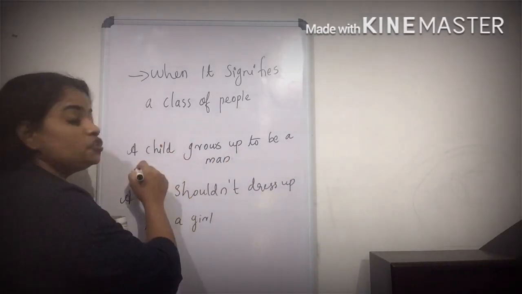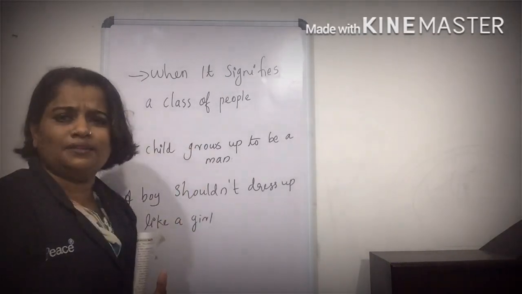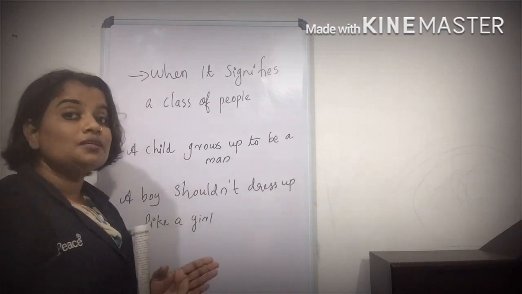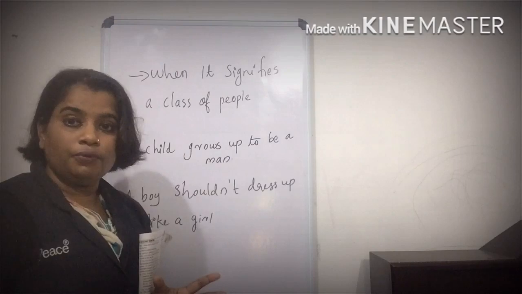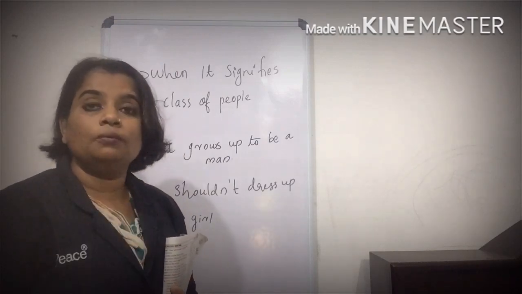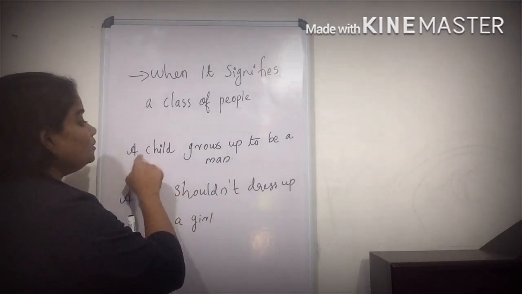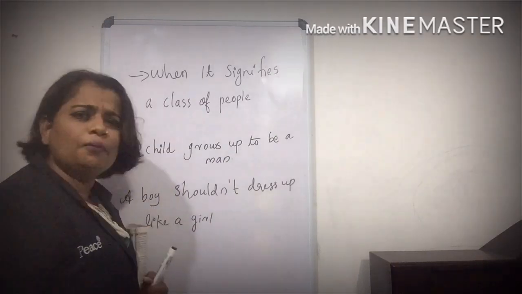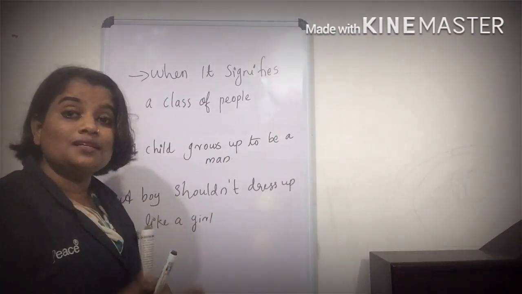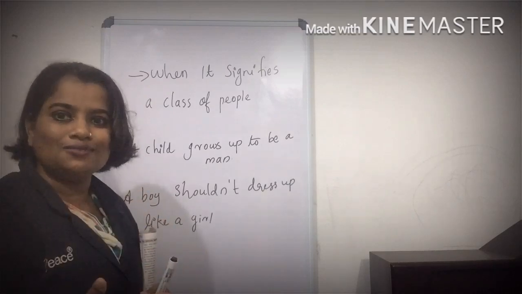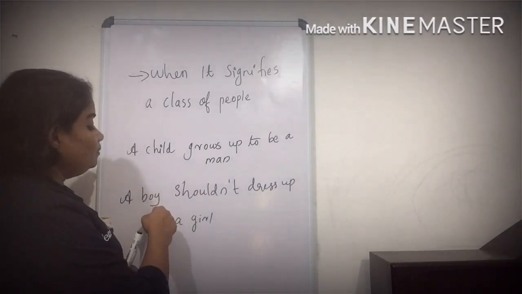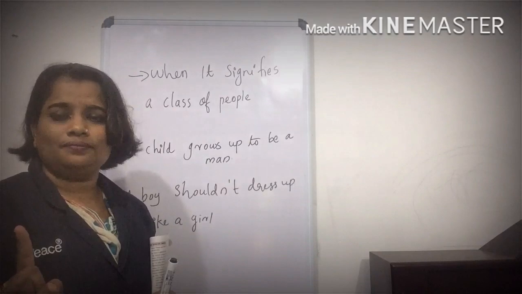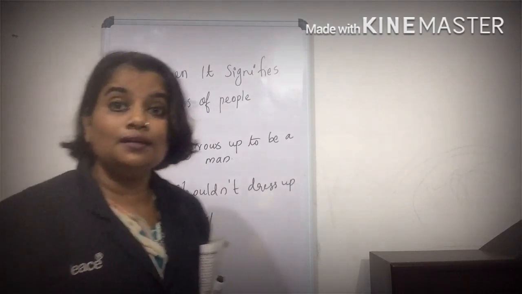Here it mentions a child, any child. It may be a boy or girl or anyone, but it mentions a group of people, common people. So, a child grows up to be a man. The next one is a boy, any boy. That's why the noun is generalized here, used in a common way. A boy shouldn't dress up like a girl.